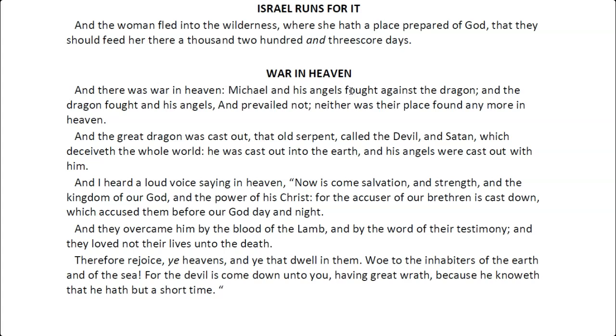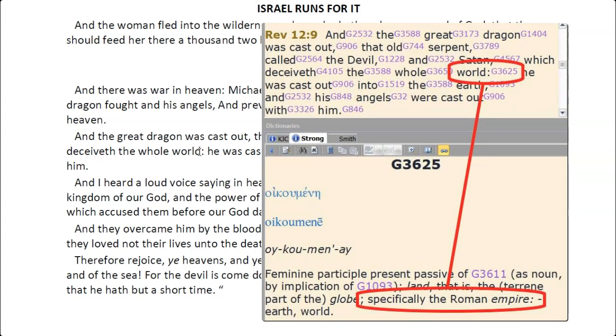Michael and his angels fought against the dragon, and the dragon fought and his angels prevailed not. Neither was their place found any more in heaven. So here he is, thrown down to the earth. And the great dragon was cast out, that old serpent, called the devil and Satan, which deceiveth the whole world. If you remember in the last video, I said to look up this in the Greek. I said it's very specific. And as you see on the screen, it says specifically the whole world is talking about the Roman Empire.